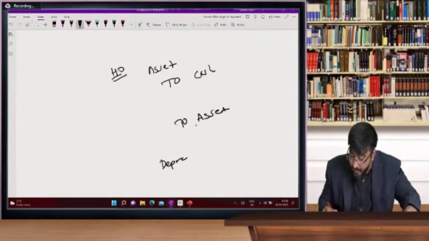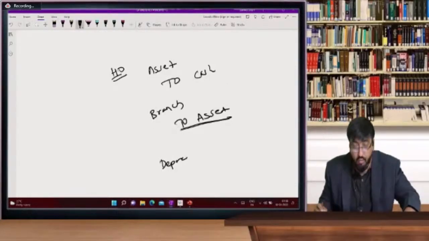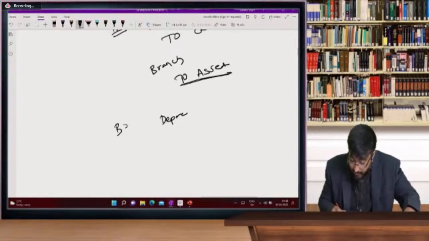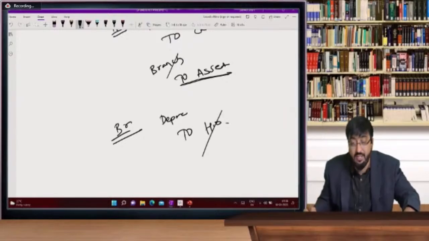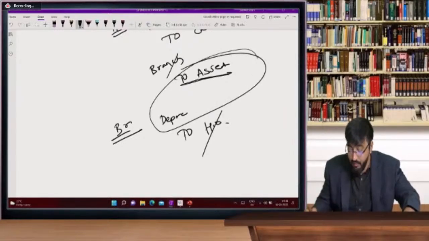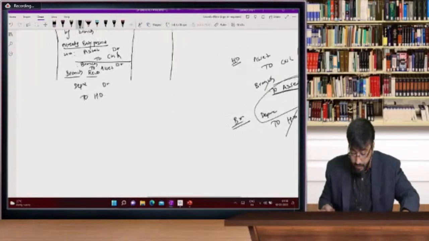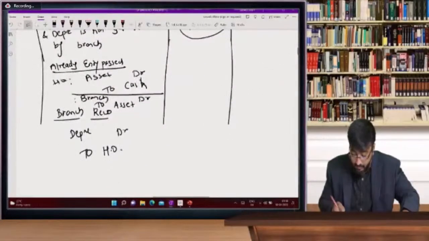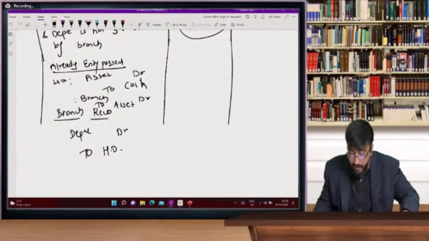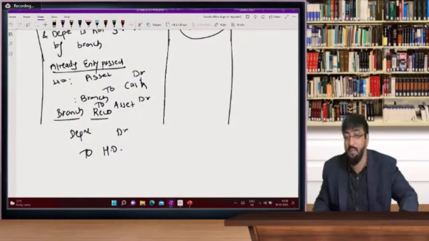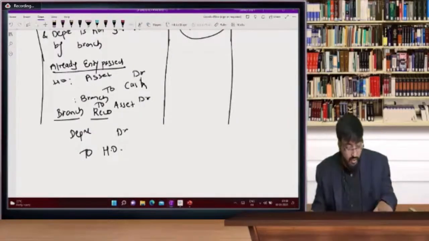So you can see here, asset will be recorded by HO and HO will give debit to branch account. And at the same time, branch will pass the entry depreciation to HO. So branch and HO balance will get cancelled. When you club these accounts, branch and HO will get clubbed and ultimately the entry will be depreciation to asset. So this is a very tricky example. Asset entry already passed, asset to cash, and then branch to asset, and the entry by branch depreciation to HO. I hope you understood it.